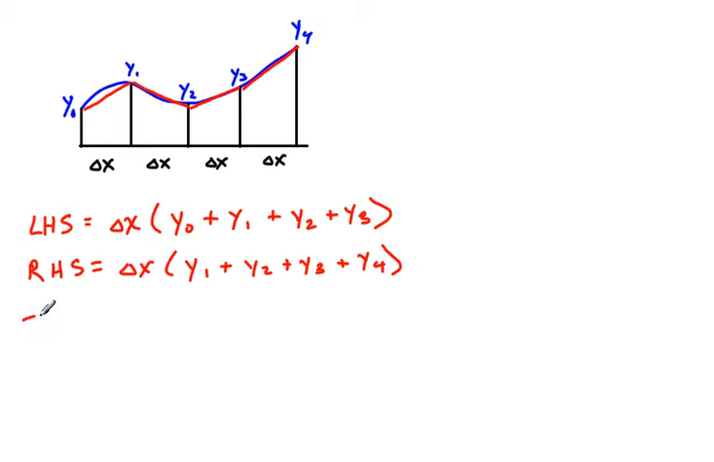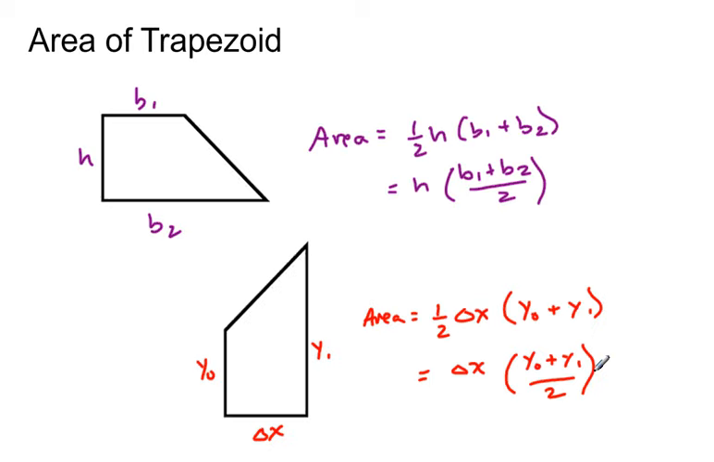Now for trapezoid rule, we're going to start off by figuring out each trapezoid. So I'm going to have delta x, and let's look back at the formula here. We were going to do this formula here where we add our y's and divide by 2. So let's go ahead and do that.